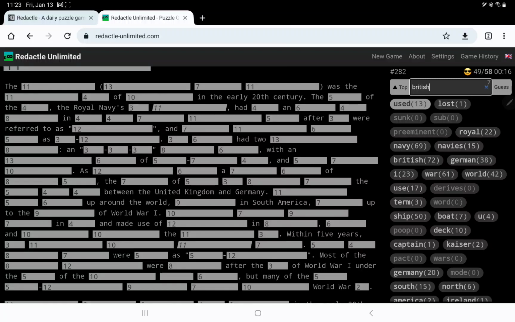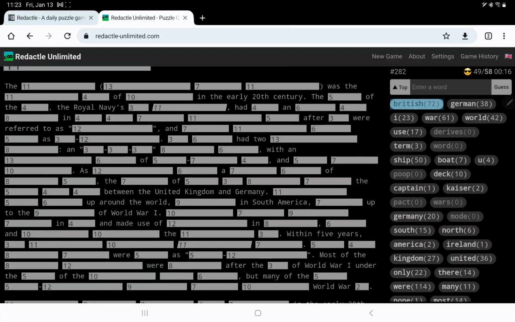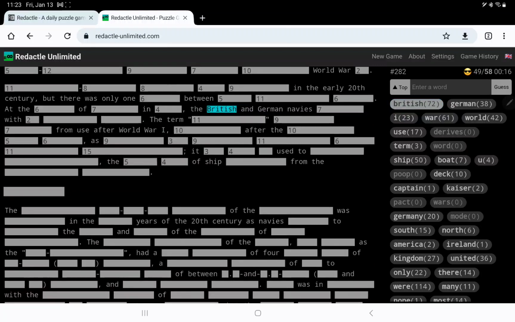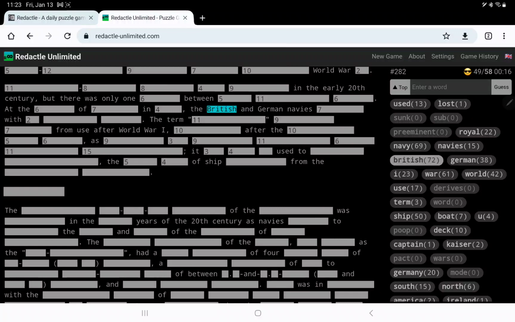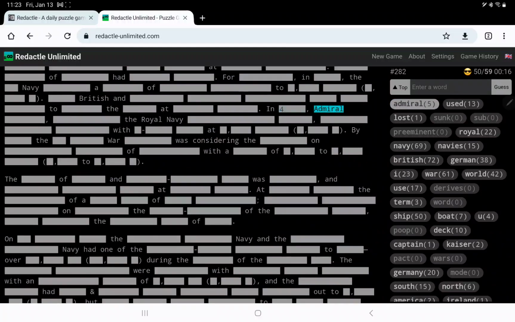I'm going to try British. Oh, I did British already, sorry. Yes. So navies, let's try an admiral. In some year, Admiral something, the Royal Navy 13.5.